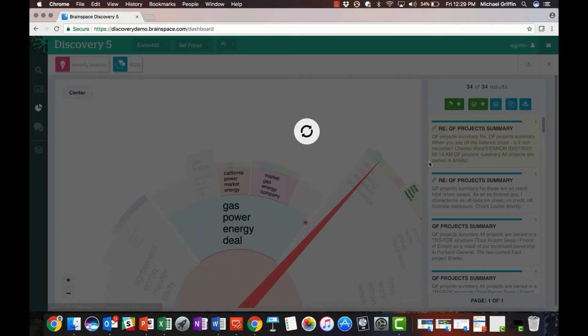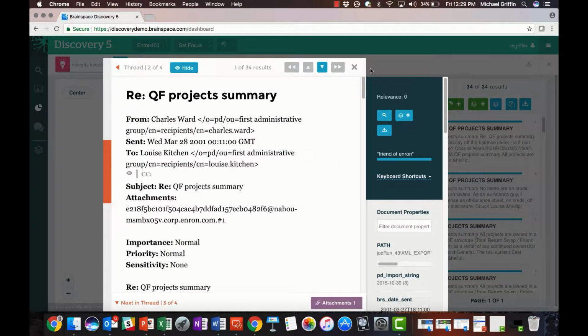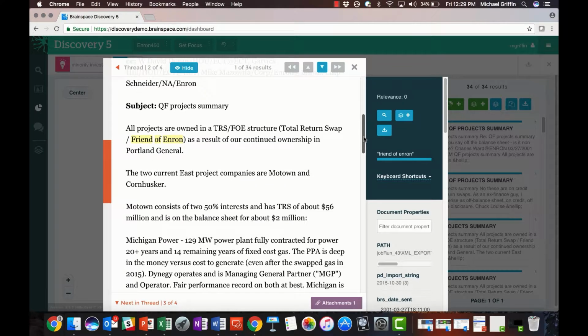And now let's go ahead and sample from this side of the wheel. We'll grab that first document. And we can clearly see here that we're onto something. Now this is the right neighborhood of context that we're looking at. So we can see total return swap, capital friend of Enron. That's definitely the right vein.